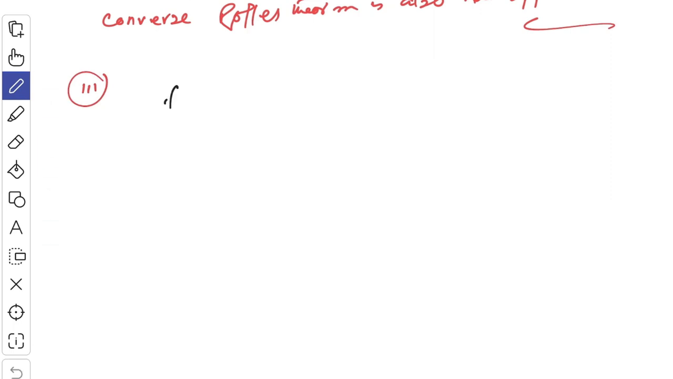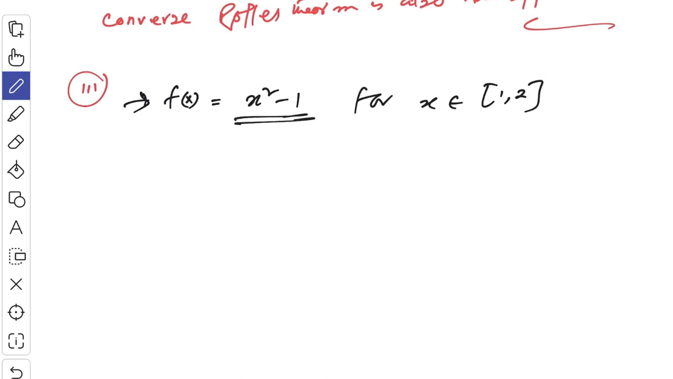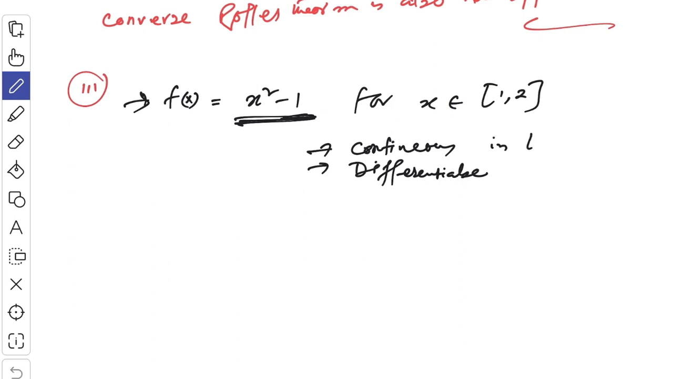Here the given function f of x. So number 3, this is the given function. Here you can see it is a polynomial function. So if it is polynomial, then it satisfies the first two conditions of Rolle's theorem, that is continuous and differentiable in the closed interval 1 to 2 and open interval from 1 to 2. Okay, first two conditions are satisfied by this function.